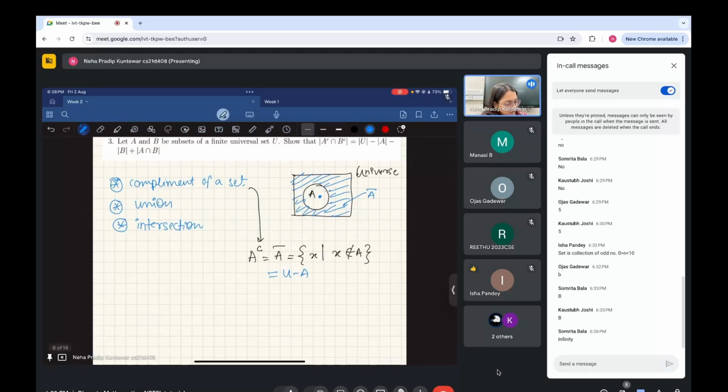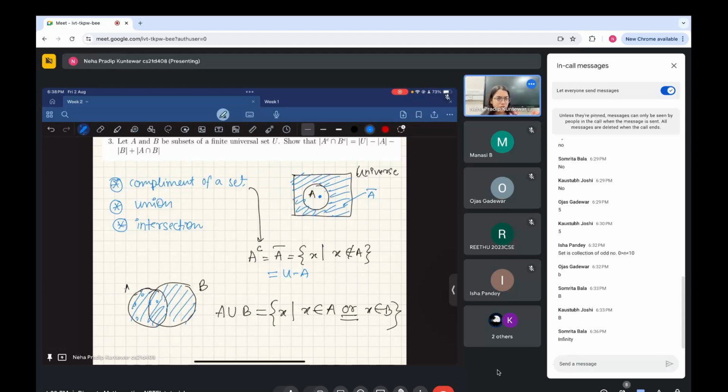Now we will define what is a union of two sets. Let's say A and B are the two sets, and I want to define what the union is. This is the set of all elements X, such that either X is in A or X is in B. In terms of the diagram, what this looks like is the shaded area, which is the set of elements that are either in A or in B or in both. This is what the union would look like.